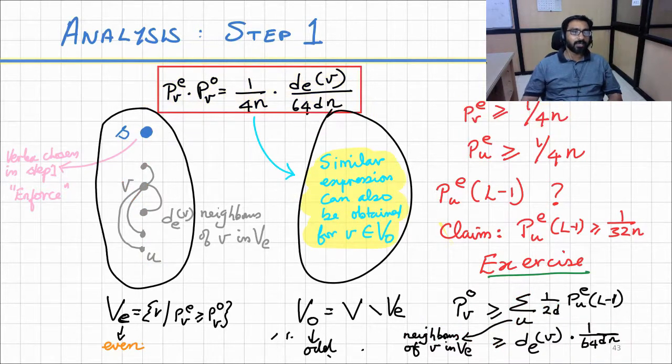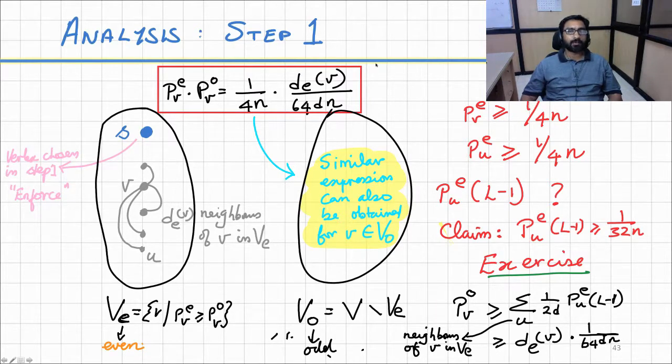One last comment here. This exact same argument can be repeated for vertices on the right side as well. So the same expression, except now we won't have DEV, but we'll have DOV, because if the vertex V was chosen on the right side, then we'll be interested in neighbors that are on the right side. So that will be DO of V. Barring that change, this expression will remain exactly the same.